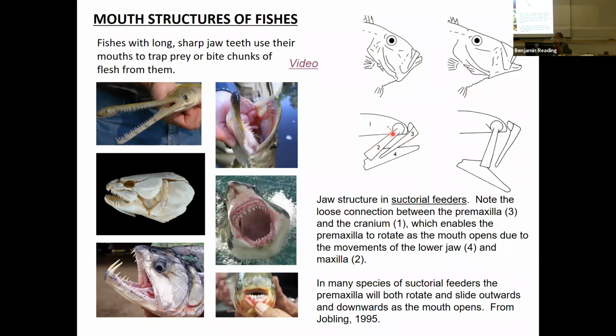As this mouth opens, the premaxilla swings forward, or the maxilla swings forward when the mandible depresses, greatly expanding this buccal cavity, which causes a tremendous negative pressure that allows a fish to suck something in whole.